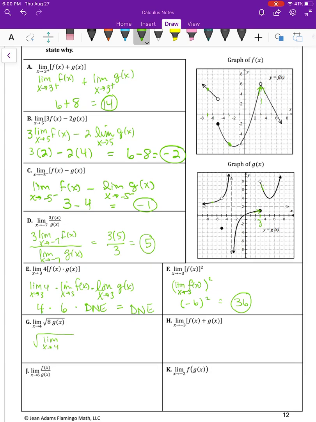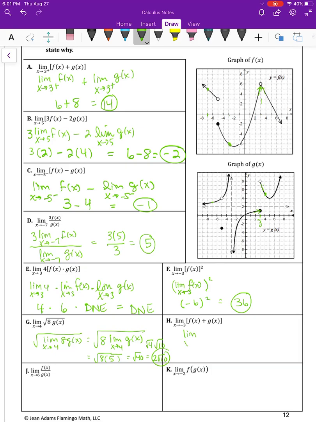This one, I can put the square root on the outside. Limit as x approaches 4 of 8 g of x, and then keep that on the outside. Bring that 8 in front of the limit, but it still has to stay underneath the root. And so now we've got the square root of 8 times something. Okay, let's look. G of x as x goes to 4. It looks like we get 5. So that's the square root of 40, which is the square root of 4 times the square root of 10, 2 root 10.